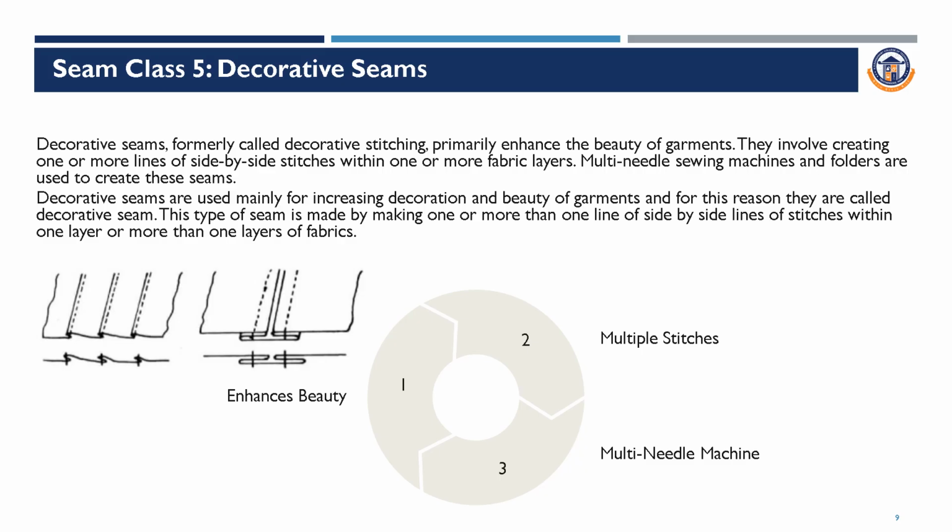Decorative seams are used mainly for increasing decoration and beauty of a garment, and for this reason they are called decorative seams. This type of seam is made by making one or more lines of side-by-side stitches within one layer or more than one layer of a fabric, which is shown in the figure. It has multiple stitches and increases the beauty of the stitch line, and it needs a multi-needle sewing machine.